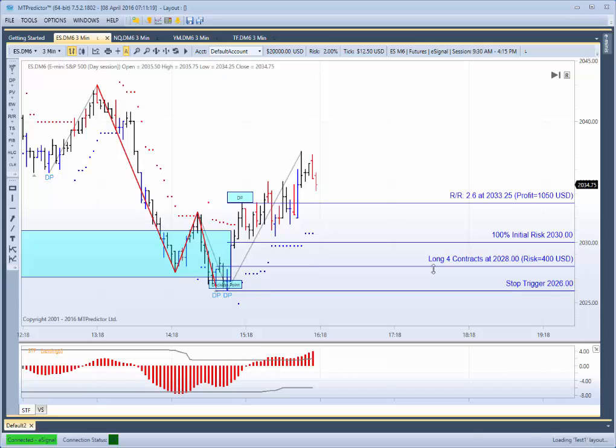However, the losses are kept small by using correct position sizing. So this would be what we call a -1R loss. In other words, 1 risk unit.